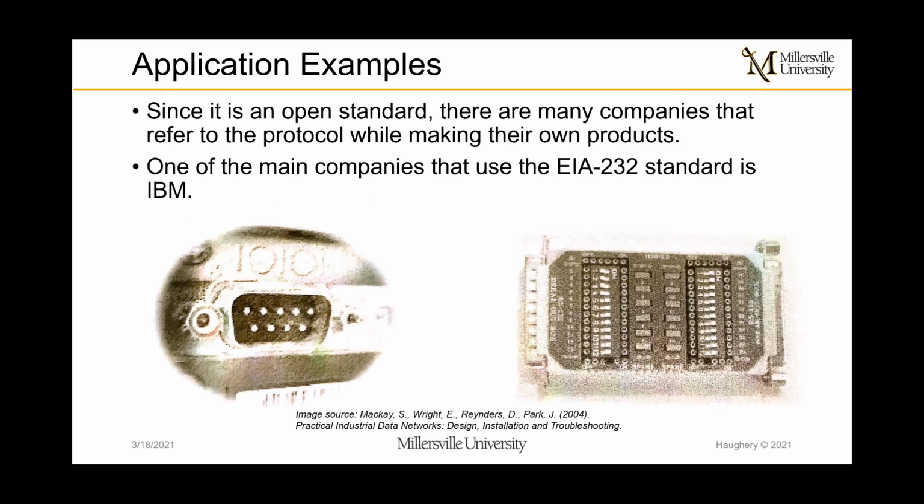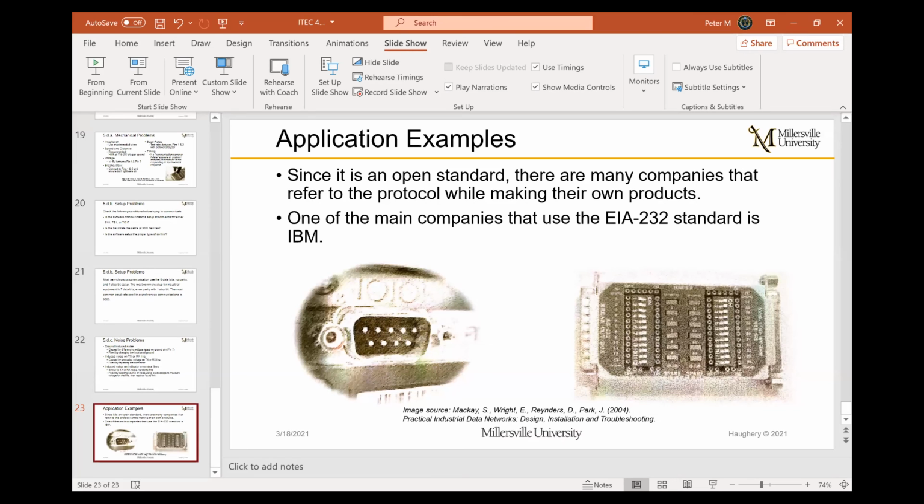So some examples of use: since it's an open standard, many of the companies refer to the protocol while making their own products, so many companies are able to use this open protocol. One of the main companies that uses the EIA-232 standard is IBM. And that's all for the EIA-232 standard interface.